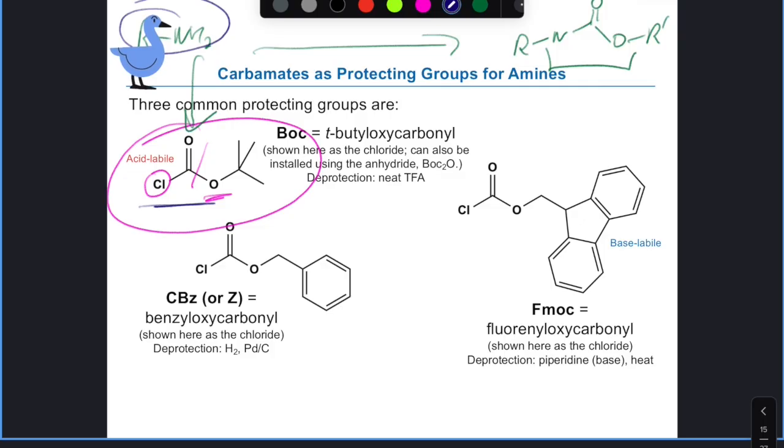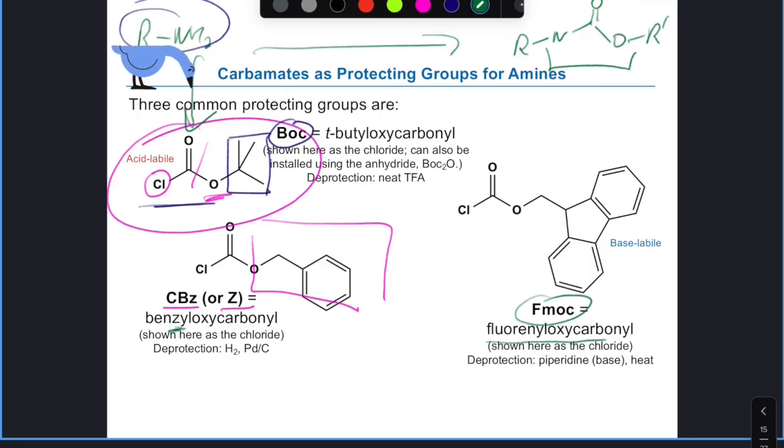This nomenclature, Boc refers to t-butyloxy. It's this tertiary butyl group here. Now that's the first. The second one is what we call CBZ or Z. That's benzyloxy, the Z for benzyloxy right there. And then there's what we call FMOC. It's this fluorenyl, whatever. It looks like a pollen grain.